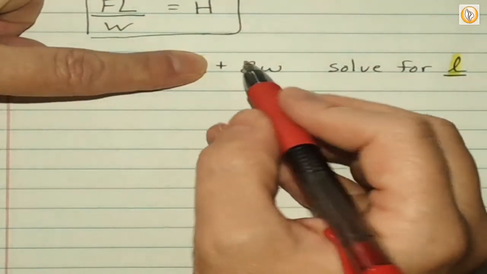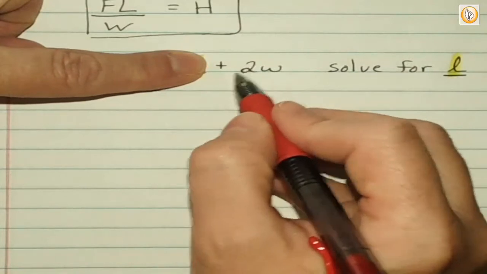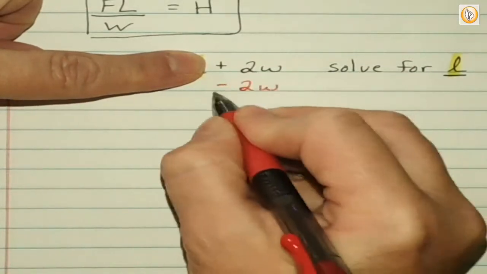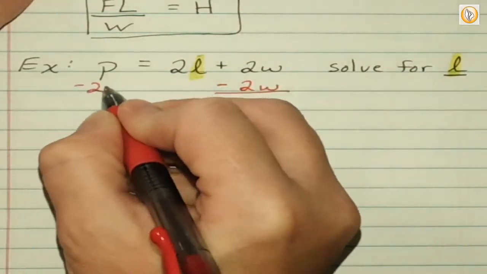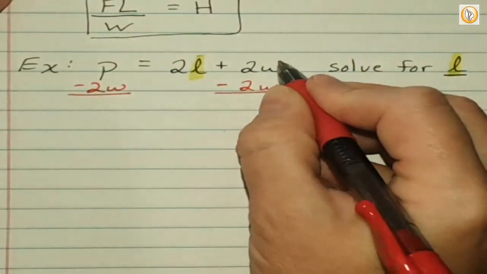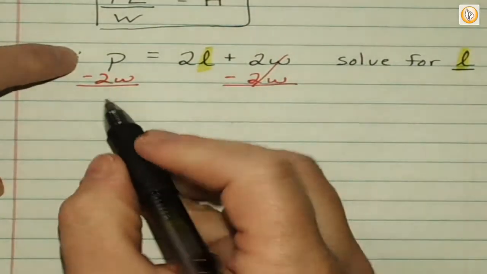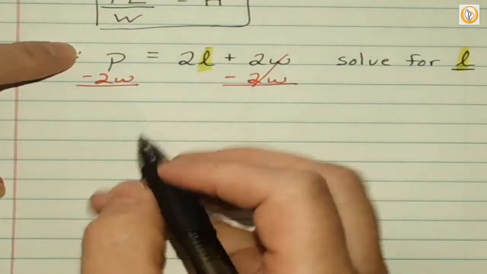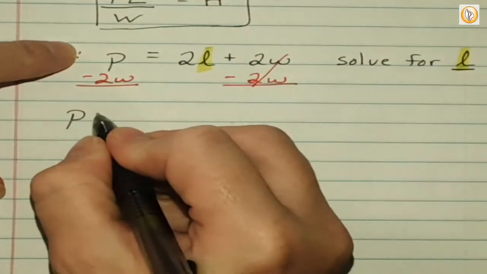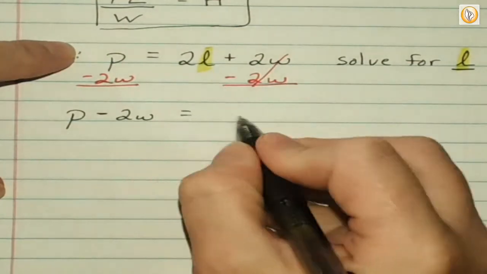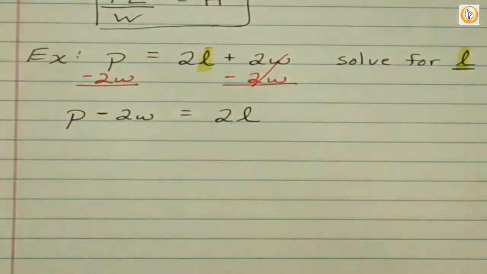Okay, notice, guys, we want to move the whole term. That's plus 2W, so we want to subtract 2W from both sides. And that crosses out. Now look at how I write the new one. P minus 2W. Yep, P minus 2W. They cannot be combined because they are not like terms.